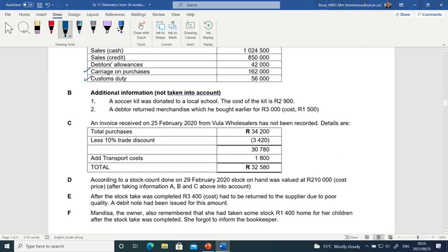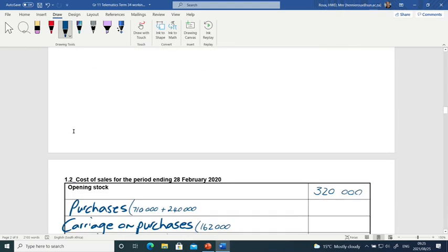Information B tells us that a soccer kit was donated to a local school and the cost of the kit was 2,900. Remember, read whatever is in brackets. These transactions were not taken into account yet. So we donated stock, the soccer kit will be stock. So we will debit donations and we will credit purchases. Because it's the periodic inventory system, we do not credit trading stock, but we credit purchases. So we must subtract that 2,900 from our purchases, because that was stock that was donated at cost price.